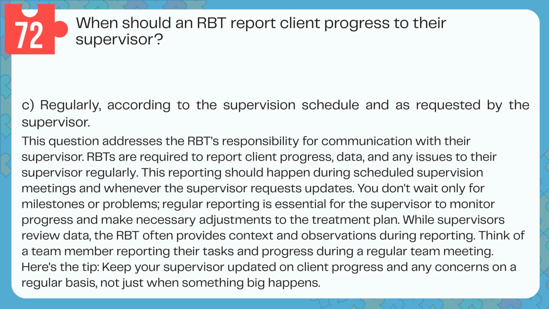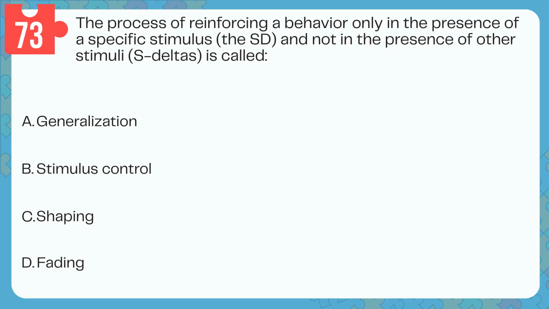While supervisors review data, the RBT often provides context and observations during reporting. Think of a team member reporting their tasks and progress during a regular team meeting. Here's the tip. Keep your supervisor updated on client progress and any concerns on a regular basis, not just when something big happens.